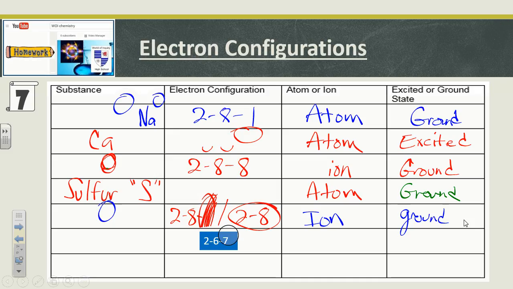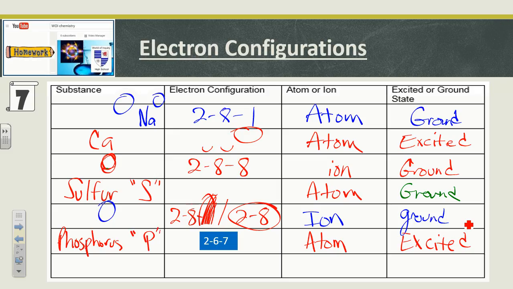2-6-7 is our next example. 2-6-7, 2 is good. This number should be 8 before I get anything here, and it's not 8. So there's a problem. That tells me I am excited. And I, of course, am very excited to tell you about this. And I am just an atom, though. I don't have more electrons than I'm supposed to. Let's add these bad boys up. 6 and 7 is 13, plus 2 is 15, and an atom with 15 protons, because protons and electrons are equal for atoms, is phosphorus. Phosphorus, not bad, Mr. Milks, for somebody that doesn't know how to spell.